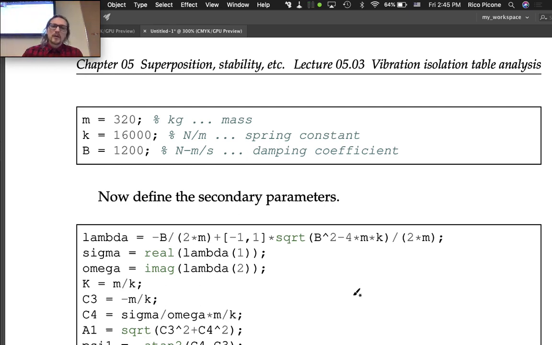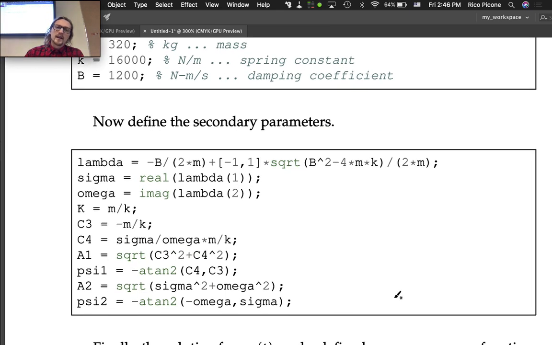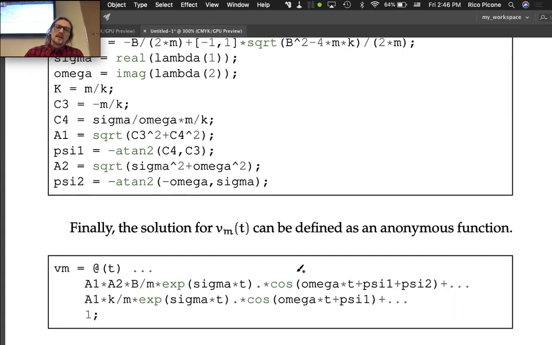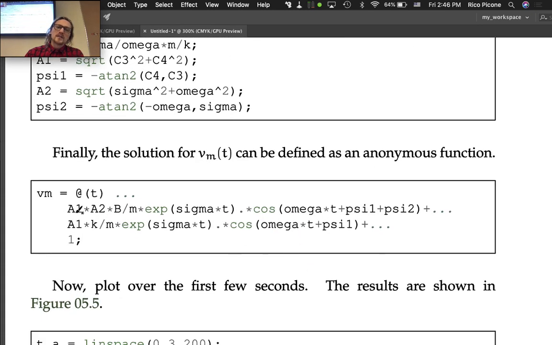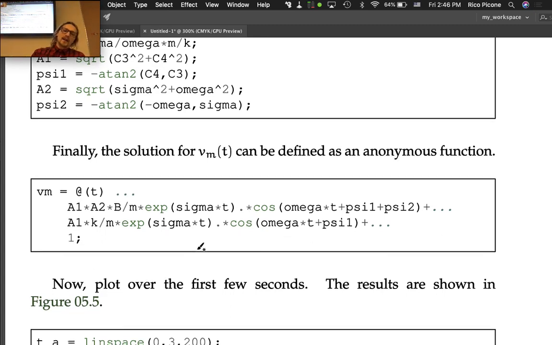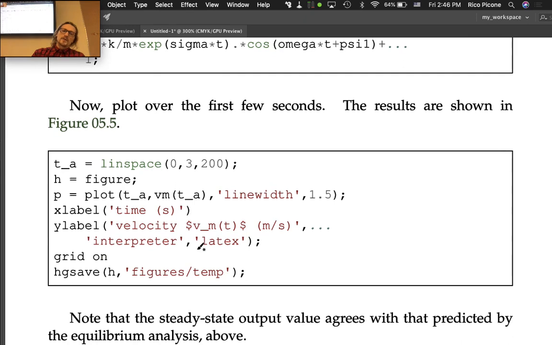I just define what my parameters are, and then I define the secondary parameters based on them, so the lambda, sigma, omega, the constants that I define. And then I define a function that is just my solution using an anonymous function in MATLAB, so I didn't have to use a separate function file. It's kind of nice. And then I just plot it over the first few seconds.